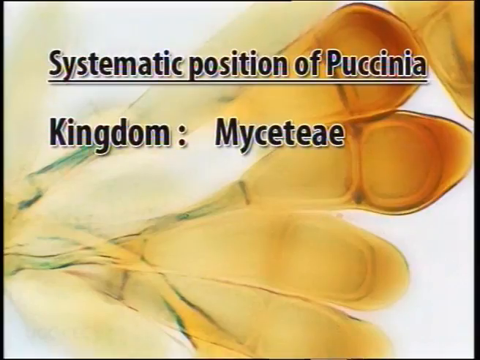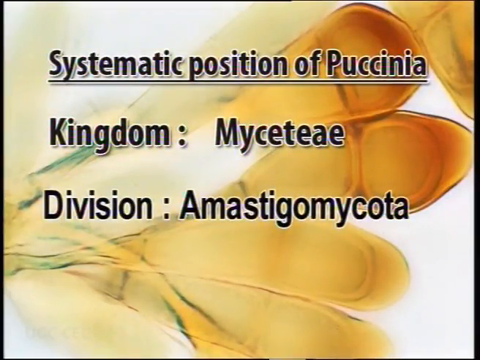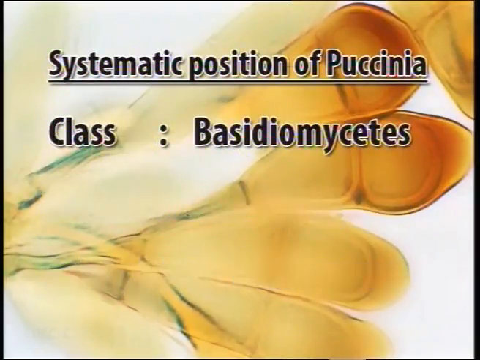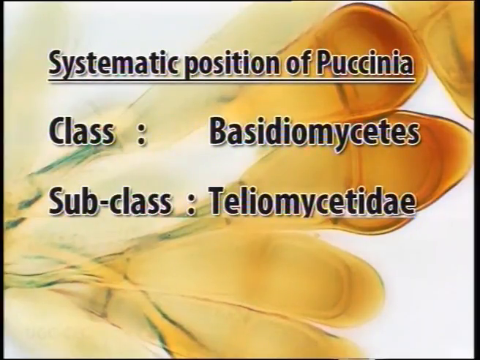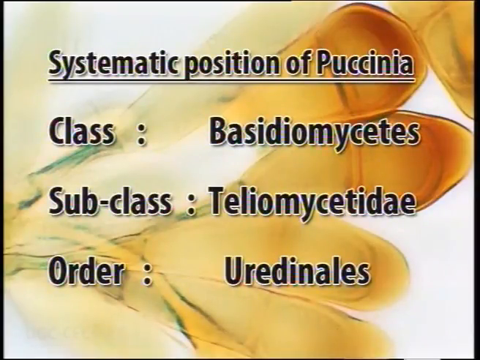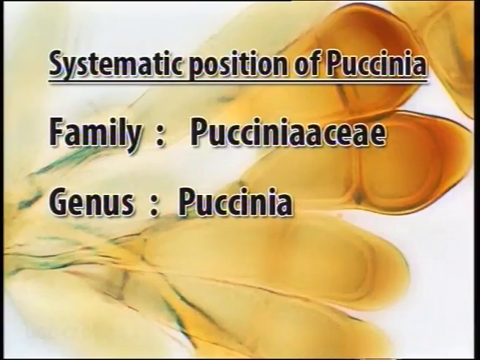Let's first discuss its systematic position. Puccinia belongs to kingdom Mycetae, division Amastigomycota, subdivision Basidiomycotina, class Basidiomycetes, subclass Teliomycetidae, order Uredinales, family Pucciniaceae, and it belongs to the genus Puccinia.